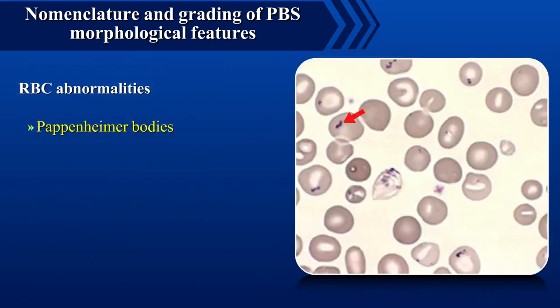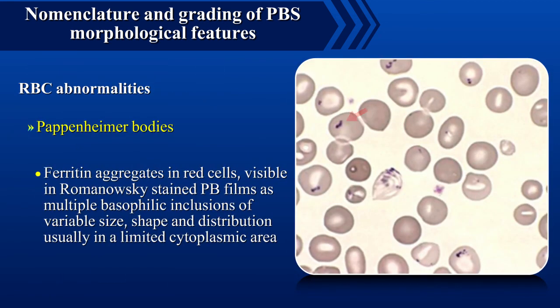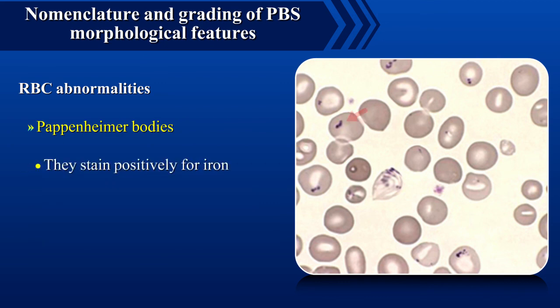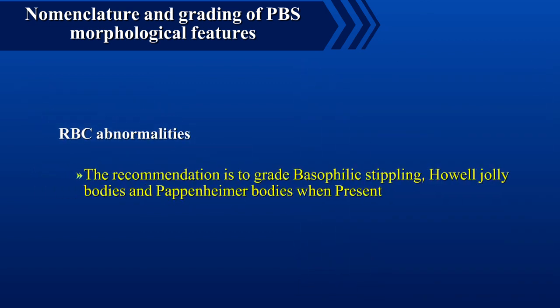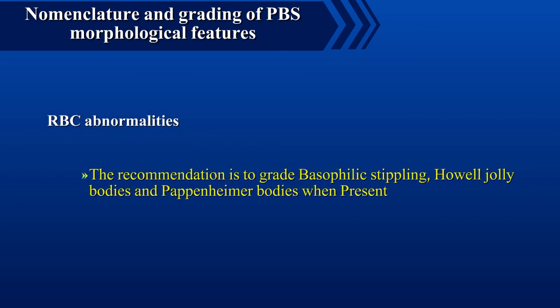Pappenheimer bodies are ferritin aggregates in red cells, visible in Romanowsky stained peripheral blood films as multiple basophilic inclusions of variable size, shape, and distribution, usually in a limited cytoplasmic area. They stain positively for iron. The recommendation is to grade basophilic stippling, Howell-Jolly bodies, and Pappenheimer bodies when present.